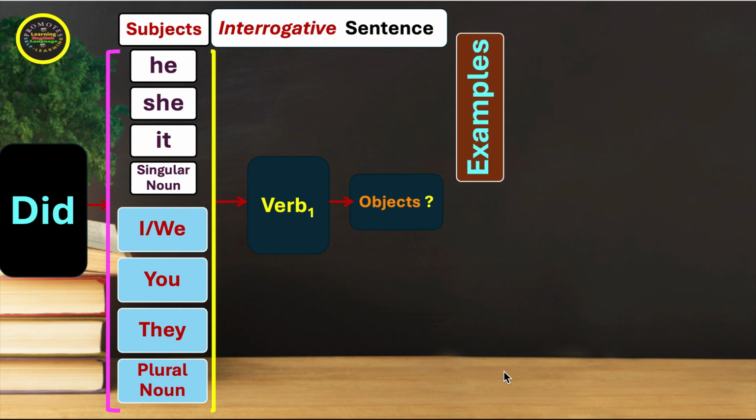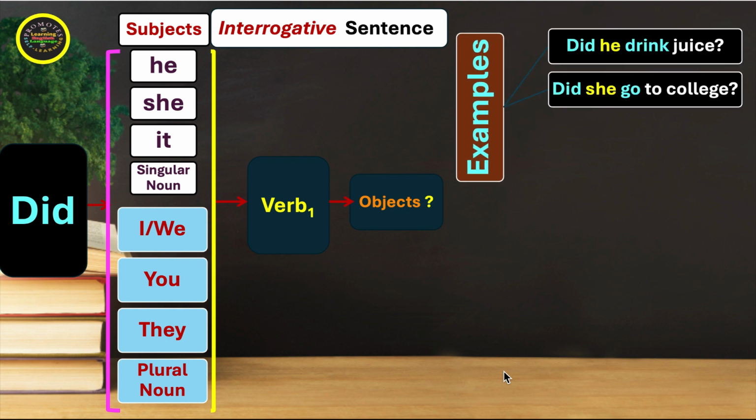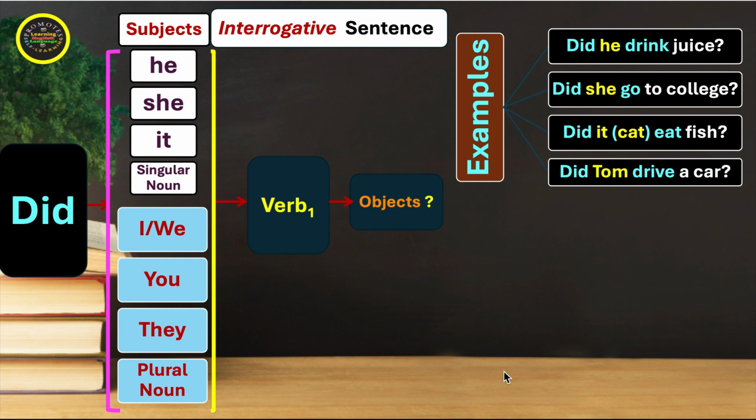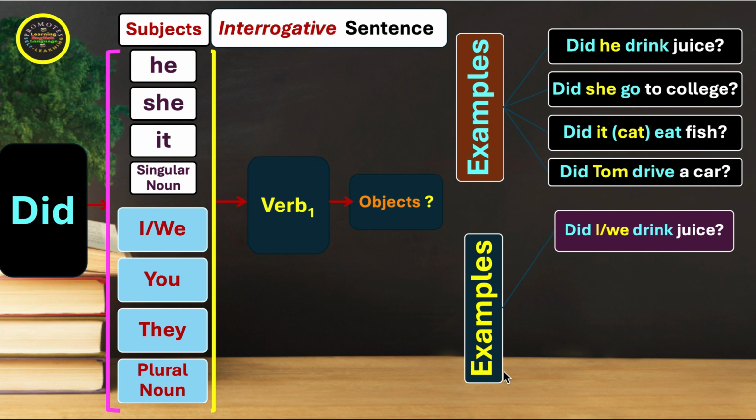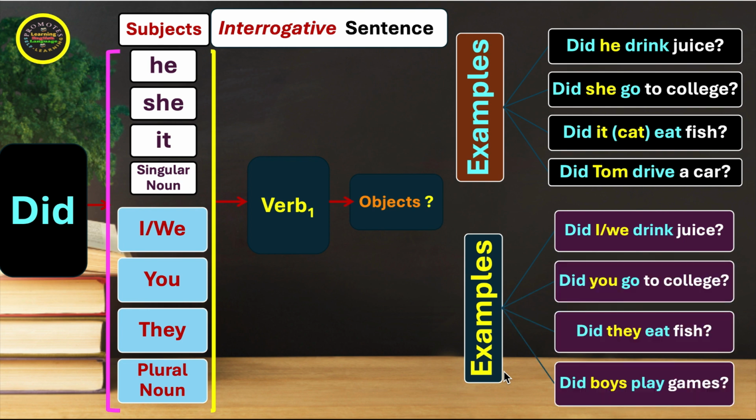Look at the examples. Did he drink juice? Did she go to college? Did it, for cat, eat fish? Did Tom drive a car? We have some more examples. Did I or we drink juice? Did you go to college? Did they eat fish? Did boys play games?